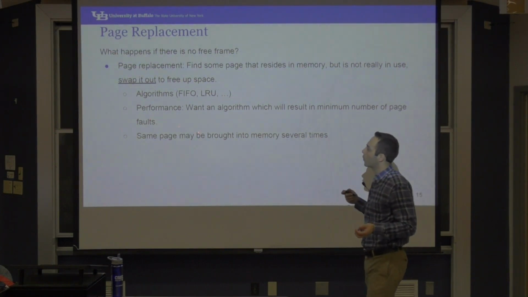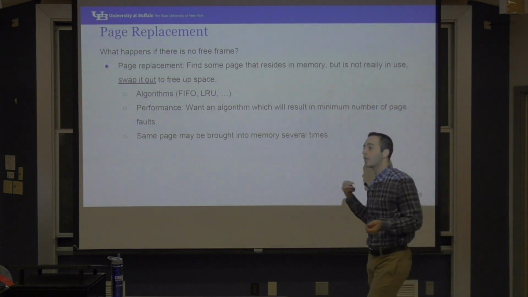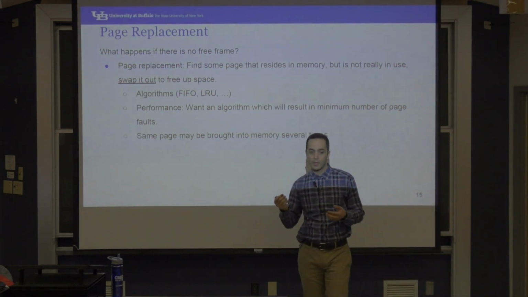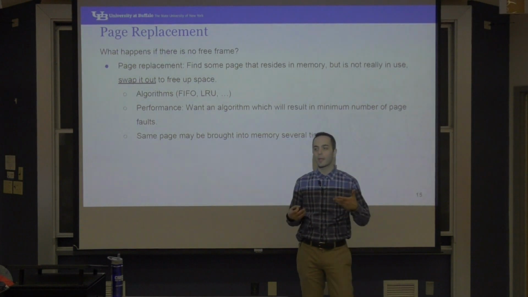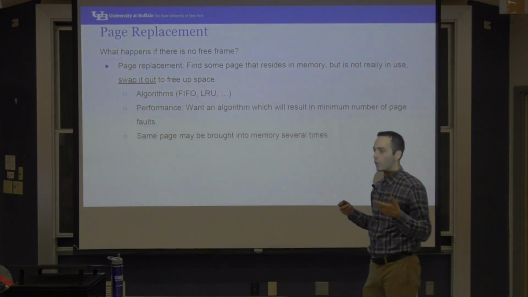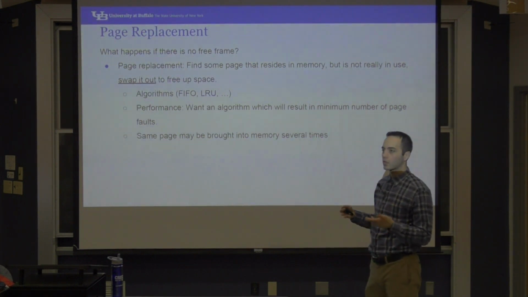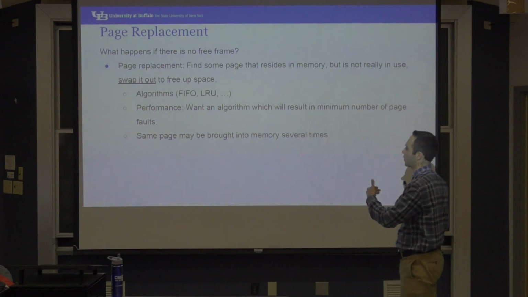So for example, we want an algorithm which will result in a minimum number of page faults, because each page fault will now cause a swap out or a swap in, and that includes I/O, and that's slow. Overall this is running in the page fault handler, which is overhead. So we want to minimize those.